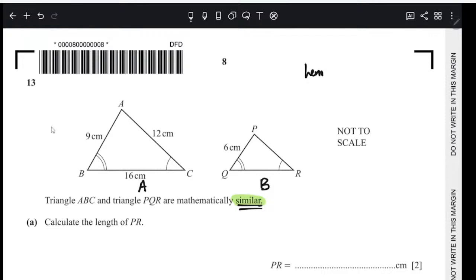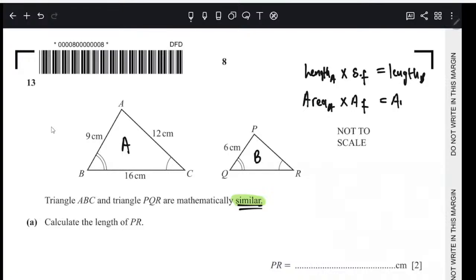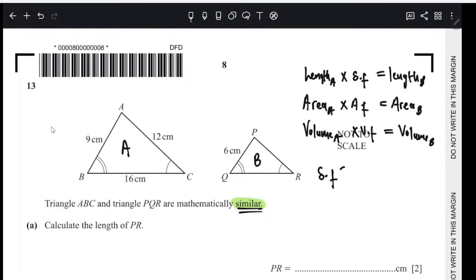length of shape A times the scale factor should give me length of shape B. We'll call this our shape A and this is our shape B. Area, whether it's surface area or what area of A, times area factor gives me area of B. Volume of A times the volume factor gives me volume of B. Scale factor squared gives me area factor. Scale factor cubed gives me volume factor.